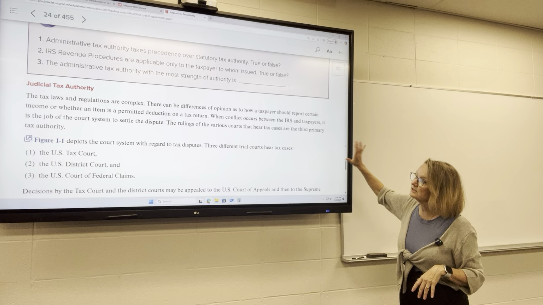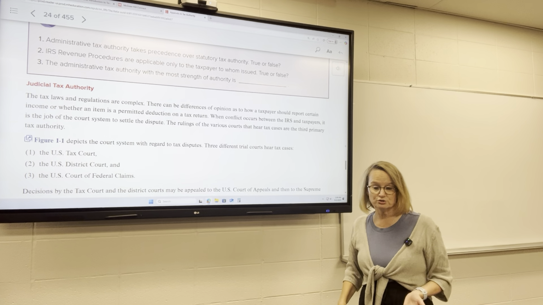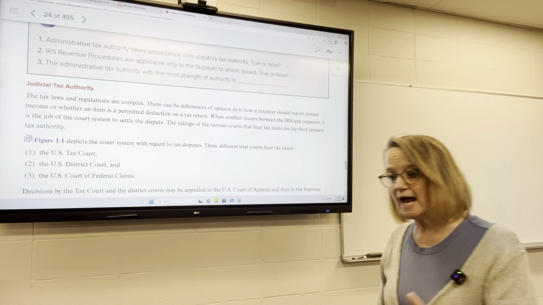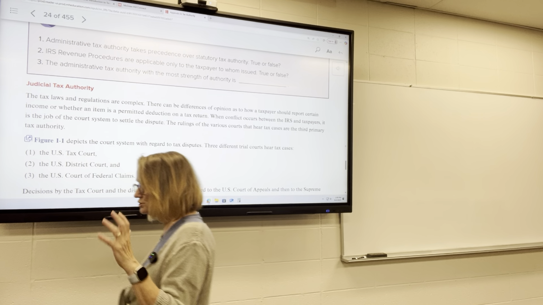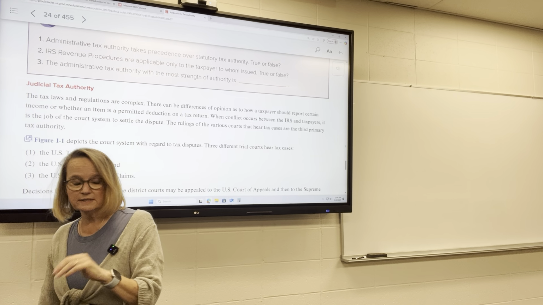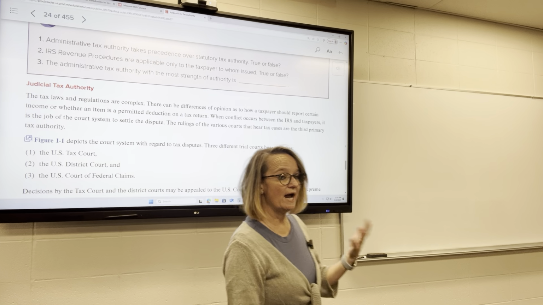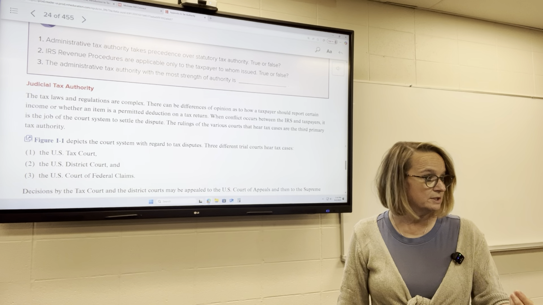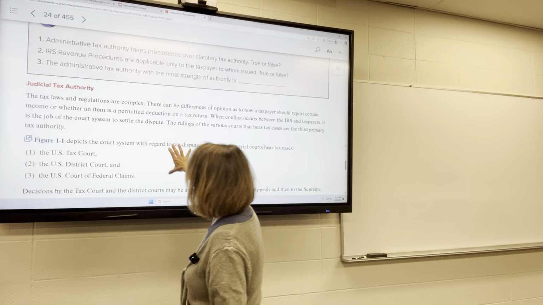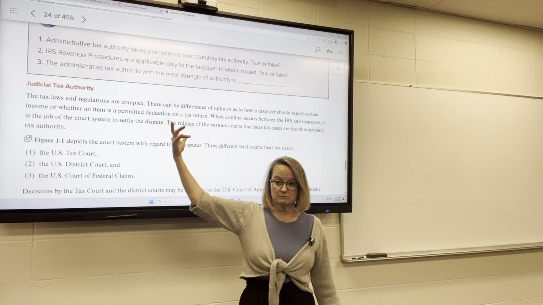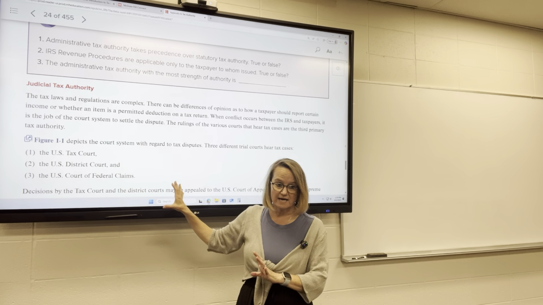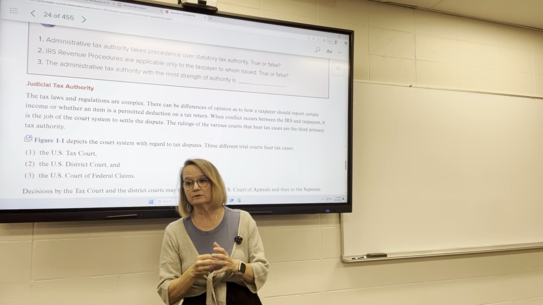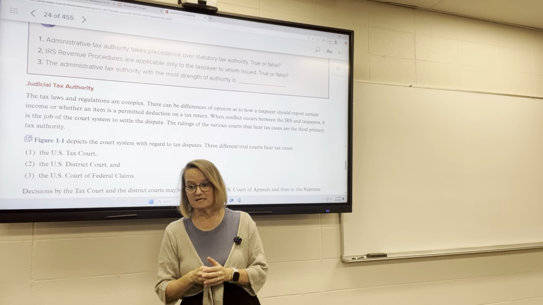Okay. The last form of authority is judicial tax authority. This is where a taxpayer has challenged the law in some way, or challenged a regulation that the IRS has issued, and has gone to court over that particular area of tax law. Again, judicial authority is authoritative, but it really only pertains to the specifics of that case.